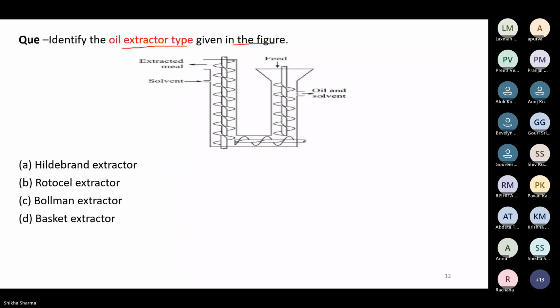Given in the figure, this is the extractor. These are the different extractors: basket extractor, Ballman extractor, rotocell extractor, or Hildebrand extractor. So which is the correct option? Option A. Everyone is on option A. Yes, ma'am. A is the correct answer.